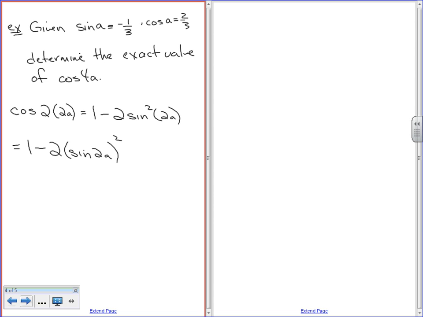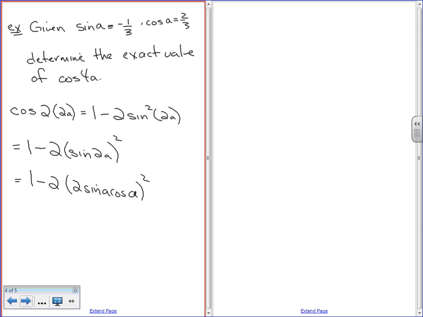I don't know the sine of 2a. I have to get rid of that 2 somehow. I use the double angle formula. So it's 1 minus 2. And by definition, the sine of 2a is equal to 2 times the sine of a times the cosine of a.